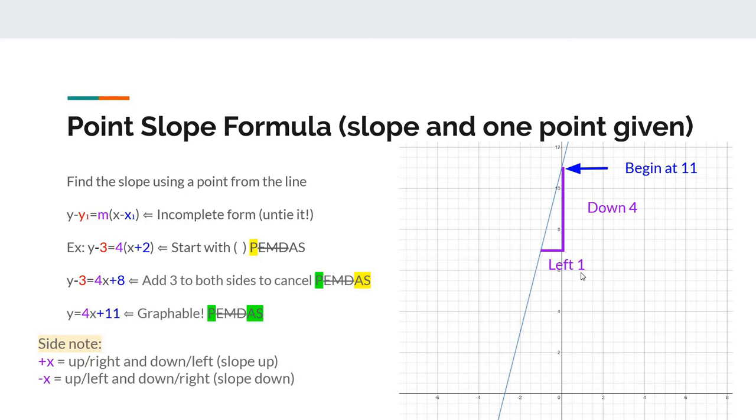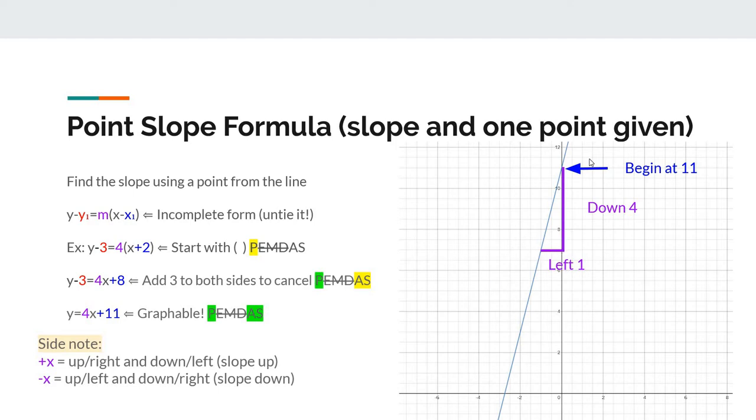So let's go over to the graph. Begin at 11. So we're going to go all the way up here to 11 and put that first dot. That's where it's going to cross the y-axis right there. We go down by 4 and then left 1.